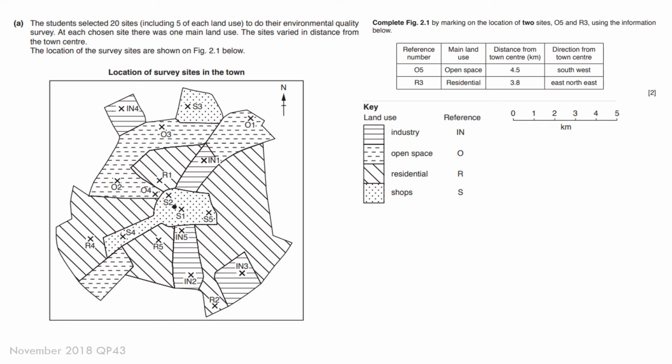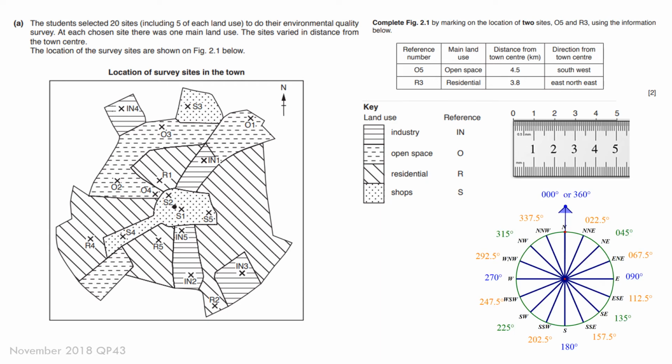Another one is complete figure 2 by marking on the location of 2 sites, O5 and R3. So again, I have to work out where O5 is. Its distance from the town centre is 4.5 kilometres in a southwest direction, and for the residential, east-northeast. So for this, I might need to again work out the scale first. So I've got my ruler, I put it up against there. So that's really straightforward. 1 centimetre equals 1 kilometre.